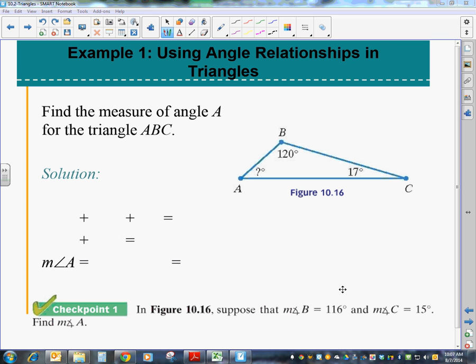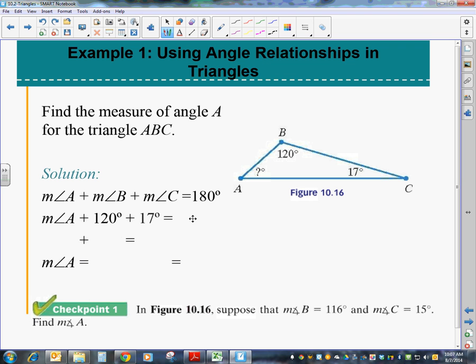So, first off, you have the measure of an angle A. They're asking us to find the measure of angle A for triangle ABC. Hopefully you remember that all the angles of a triangle add up to 180 degrees. We're looking for angle A, so we're going to carry that one down. The measure of angle B from our diagram is 120. The measure of angle C from our diagram is 17, and all of those add up to 180.